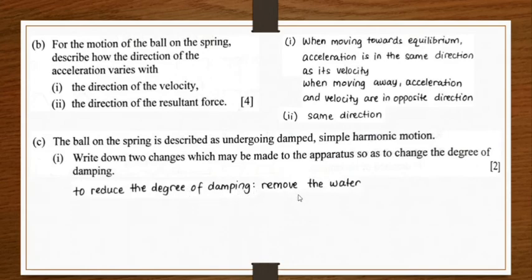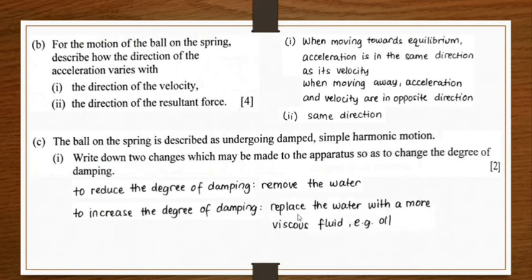To reduce the degree of damping, what can we do? We can remove the water. Then it will reduce the degree of damping because we reduce the resistance. To increase the degree of damping, we have to increase the resistance. Then we need to replace the water with a more viscous fluid, for example, we change it into oil. So those are the changes that can be made so that we can change the degree of damping.